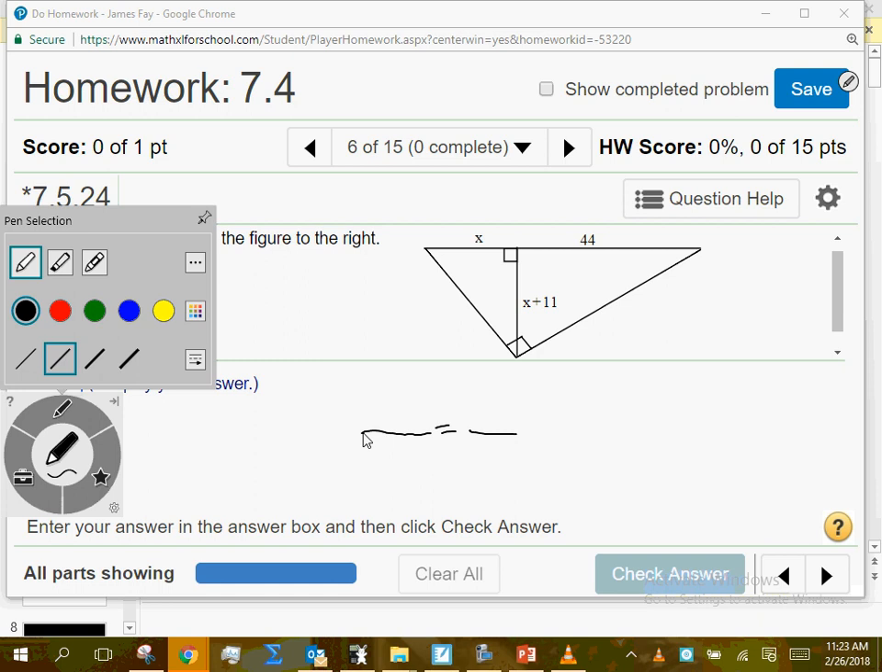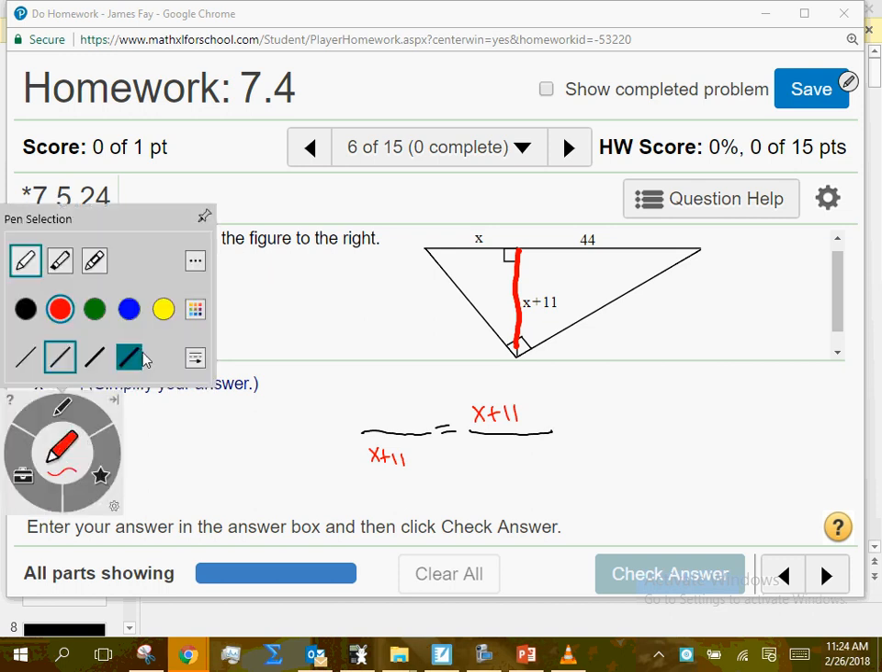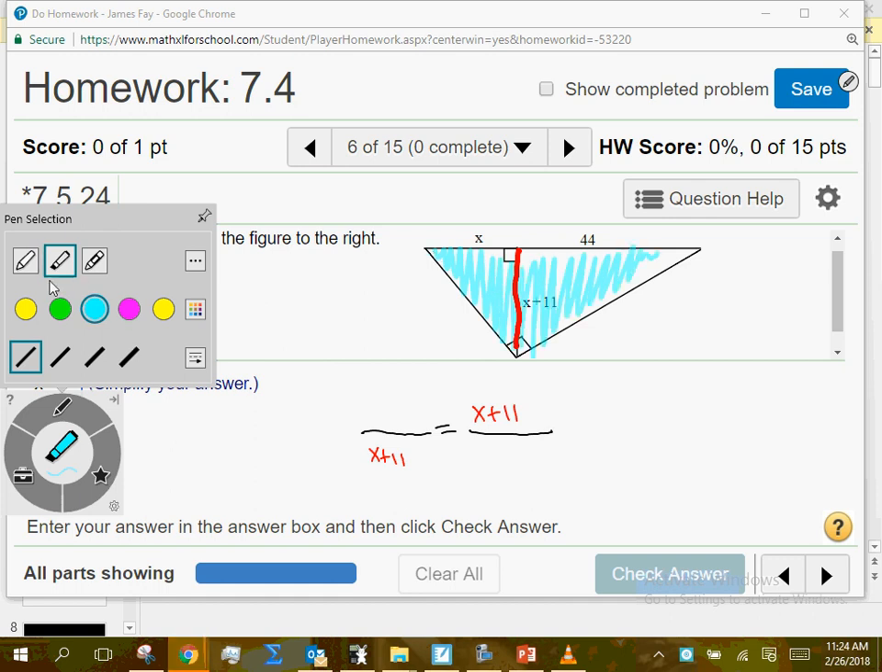Remember, we have the situation where the altitude, which is drawn from the right angle to the opposite side, that altitude is the geometric mean. So x plus 11 goes there, and x plus 11 goes there. But it's the geometric mean between the parts of the hypotenuse. And remember, when I say parts of the hypotenuse, we're looking at the hypotenuse of that blue triangle. So parts of that hypotenuse would be that part there.